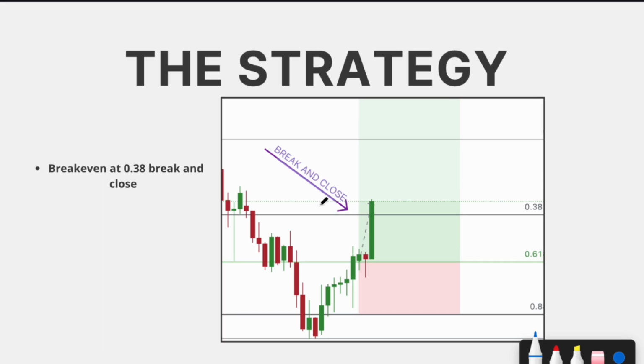As soon as price breaks and closes above the 38, you move your stop loss to break even. So you can see right here, our entry was on the 61. Price came, tagged us into the trade, had an impulse. As soon as price breaks and closes above the 61, we can now move our stop loss to break even and it becomes a risk-free trade.